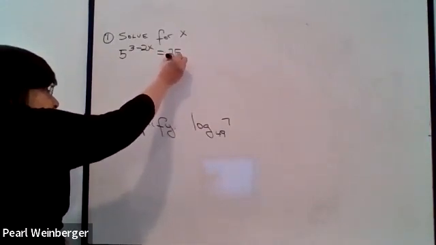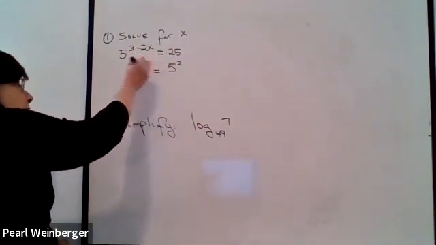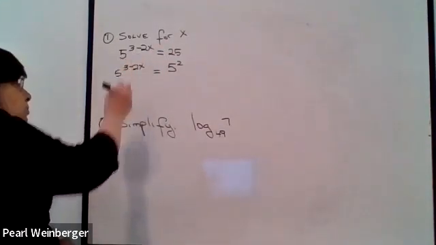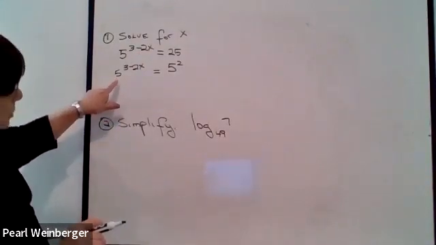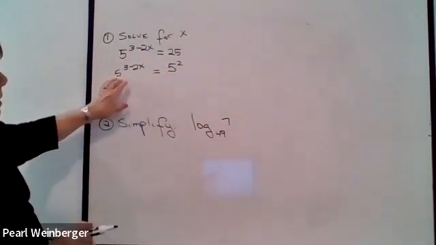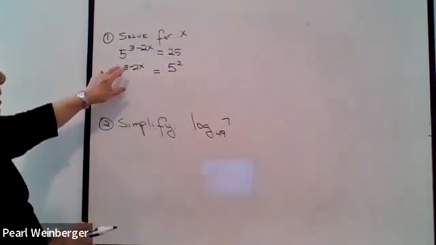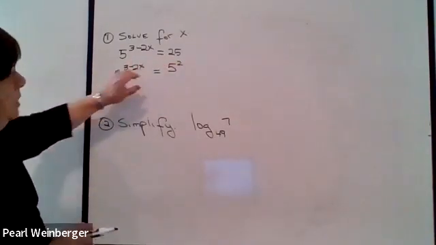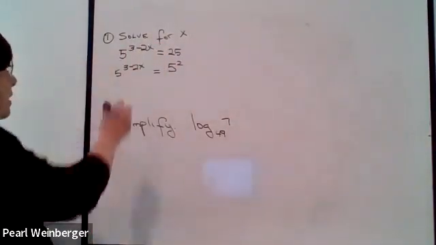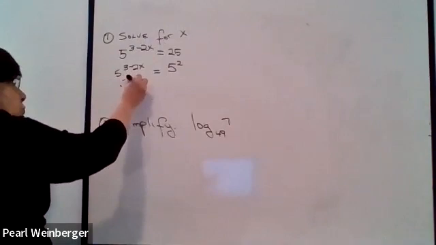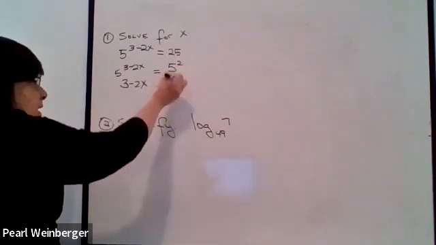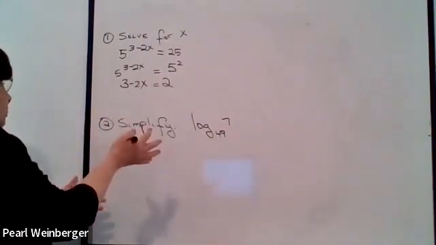25 is really 5 squared. We want to make sure we're writing them both in terms of the same base. So this turns out to be that my equation is actually 5 to the 3 minus 2x equals 5 to the 2. Now, once you have the same base, then obviously it means the exponents have to be equal as well. So we can ignore now these base 5s and just put the 3 minus 2x, which is the exponent over here, equal to the 2, which is the exponent on this side, and just solve this equation.